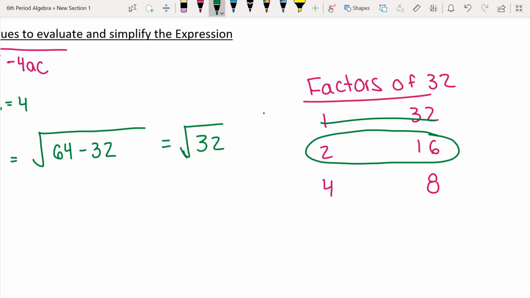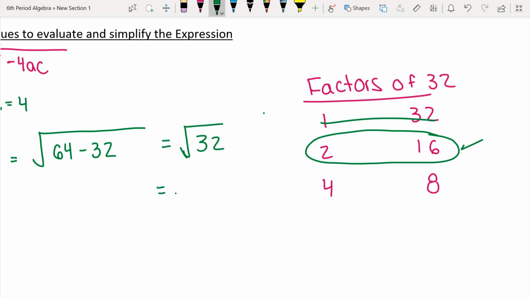Because I see 4 and 8. Well, 4 is a perfect square, but 8 is not prime. So even though I have a perfect square, it doesn't always mean I have 2 factors that work, like 16 and 2. So you're trying to see, out of those, do you have an ideal pair? And we do, because one number is prime, one number is a perfect square. You really want that combination. If we didn't have that, then I would select 4 and 8. But I have an ideal pair, so I'm going to go with it.